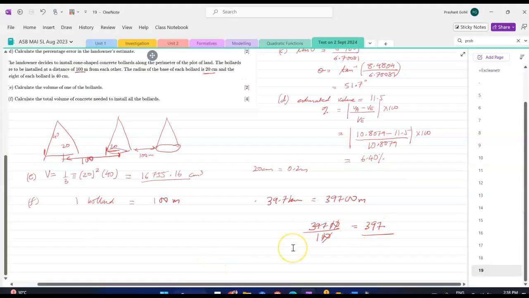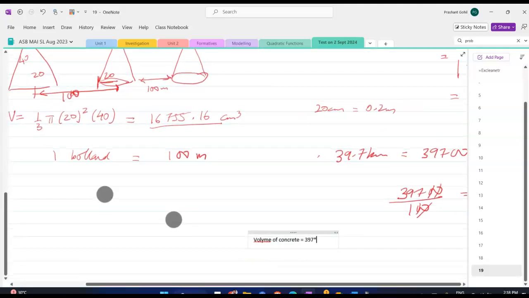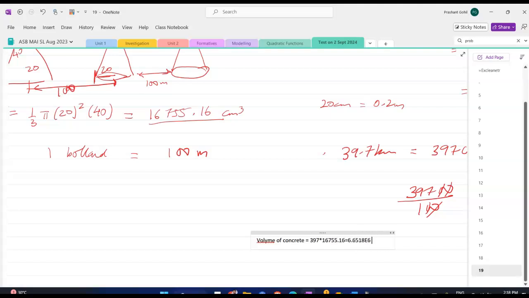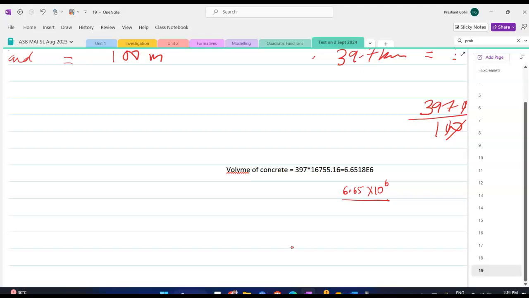So the volume of the concrete required will be what? 397, the number of bollards, into the volume of one bollard. What is the volume of one bollard? 6.65 into 10 to the 6. This is what my OneNote gave me, 6651798. So that's rounding well off.